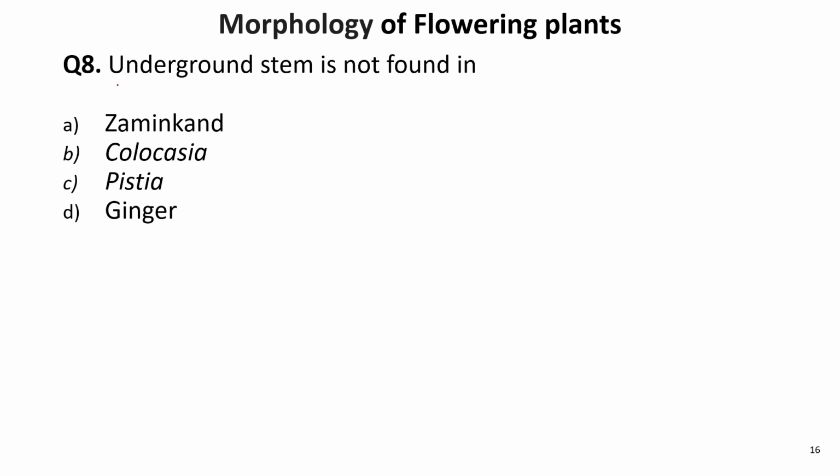Underground stem, next question. Underground stem is not found in Jamaican, Colocasia, Pistia and ginger. So in all the three, that is the Jamaican, Colocasia and ginger, underground stems are found. In the case of Pistia, Pistia is an aquatic plant. So no underground stem is there. Okay. So Pistia is the correct answer, that is underground stem is not found in the case of Pistia.